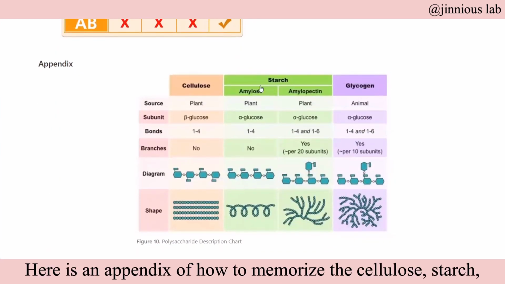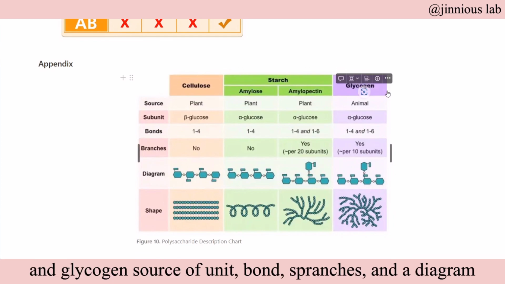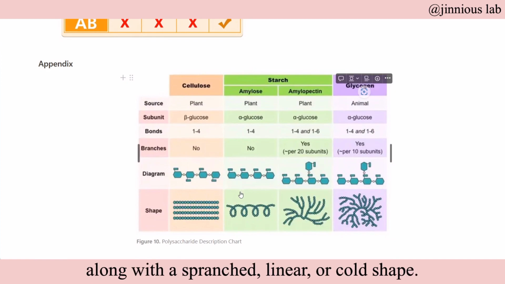And here is an appendix of how to memorize the cellulose, starch, and glycogen's source, subunit, bonds, branches, and the diagram, along with its branched, linear, or coiled shape.